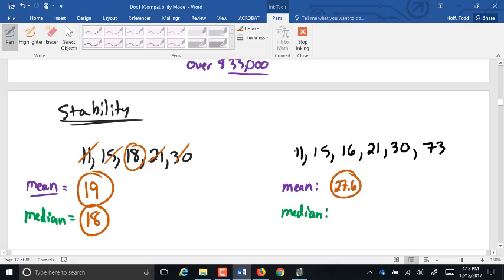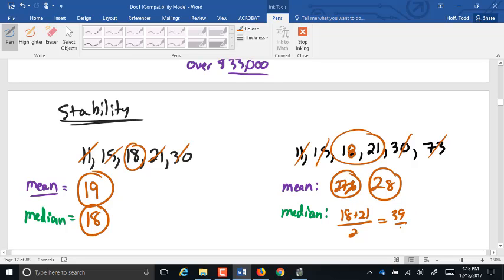The median, cross off the first and last. First and last, we have 2 numbers in the middle. Oh, I know why. That should have been an 18, not a 16. I just wrote it wrong. But either way, 2 numbers in the middle. That would be 28 if I had the number right. Between 18 and 21, that's 39 divided by 2.